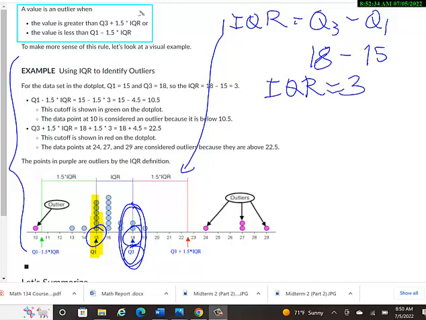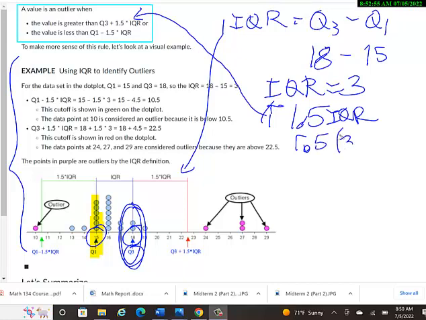Okay. And then to calculate whether a number is an outlier or not, we're talking about taking 1.5 times the interquartile range and adding it or subtracting it from something. So I might then calculate 1.5 times the interquartile range. So in other words, 1.5 in this case times 3.